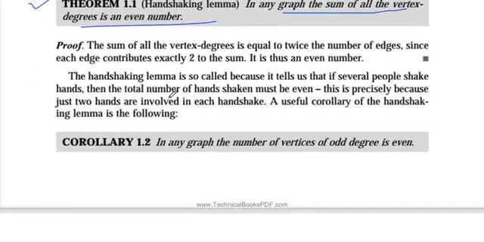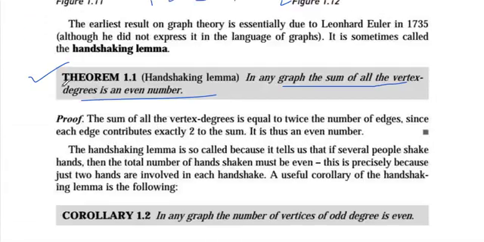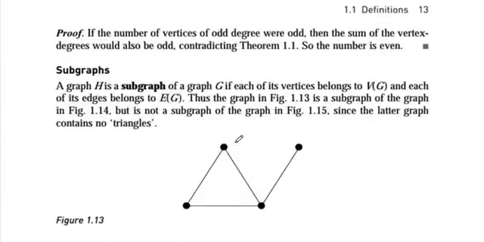Okay, and then theorem 2, same as this theorem. In any graph, the number of vertices of odd degree is even. Okay, number of vertices of odd degree. Odd number, so then we add, and it's an even number. So the number of vertices of odd degree is even. So these two theorems we have seen.